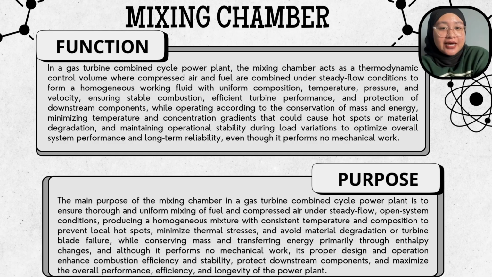The mixing chamber acts as a thermodynamic control volume where two or more fluid streams are combined under steady flow conditions. In a gas turbine combined cycle power plant, the mixing chamber combines compressed air and fuel to form a homogeneous working fluid with uniform temperature, pressure, velocity, and composition. This uniformity is essential to ensure stable combustion, efficient turbine performance, and protection of downstream components.